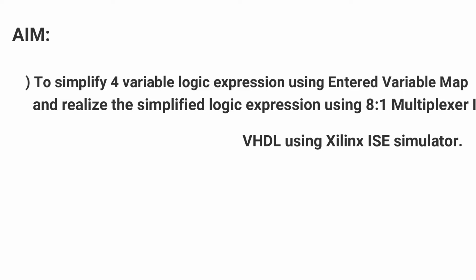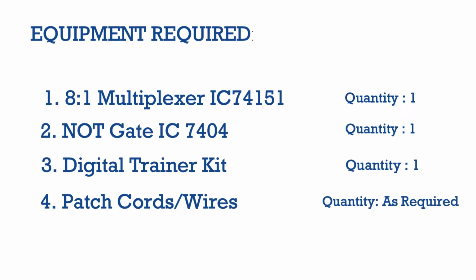The components required for conducting this laboratory experiment are: one 8:1 multiplexer IC, the IC number is IC 74151. We also require a NOT gate with IC number 7404. We require one digital trainer kit and patch cords or wires for necessary connection.